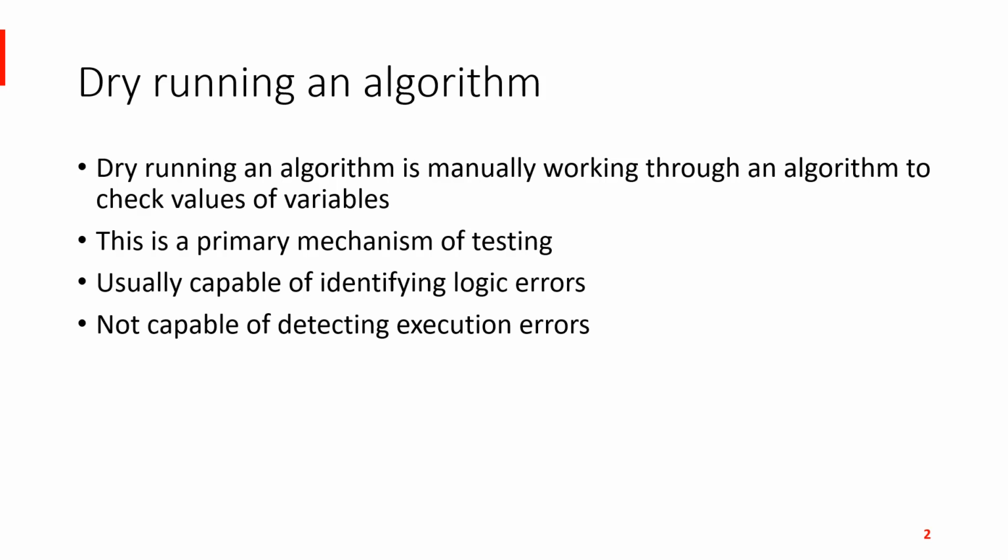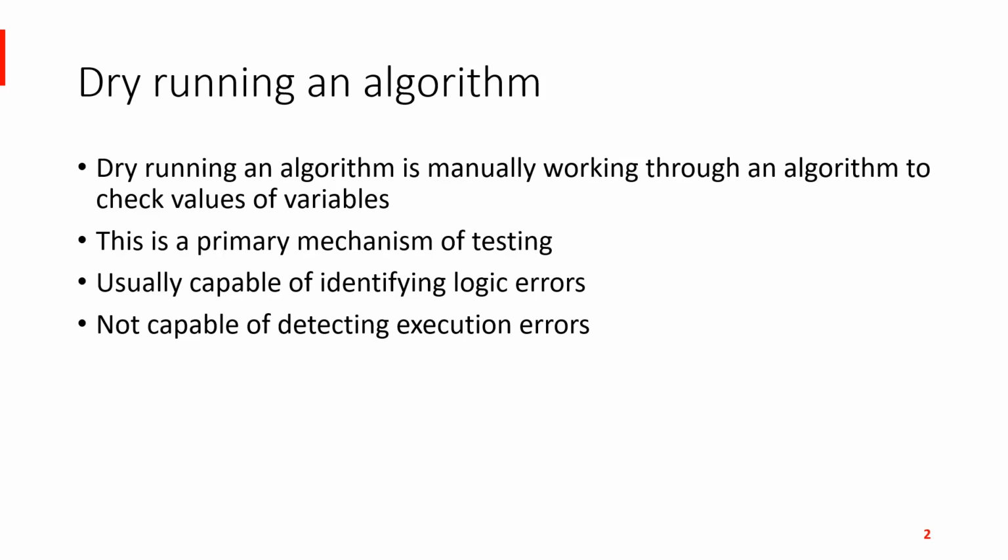In order to test your algorithm, one mechanism is that you can do the dry run. Usually, almost every programmer does this dry run for simple programs. Dry run is a process involving manually walking through the algorithm to check the values of the variables. By doing this, the programmer will be able to detect logic errors.